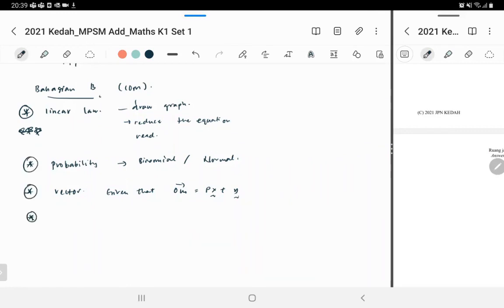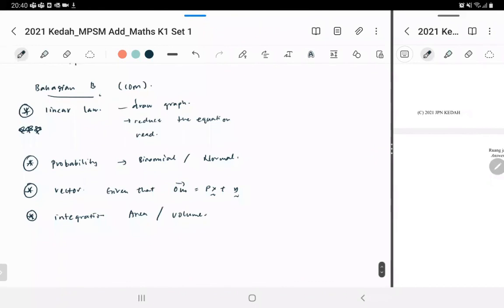Another one is integration for area and also volume. So in Bahagian B you need to choose 2 questions. My advice is you prepare 3 of these topics, and make sure you know how to do them, so that in the exam you can certainly score. You can't run away from these 4 topics for Bahagian B.